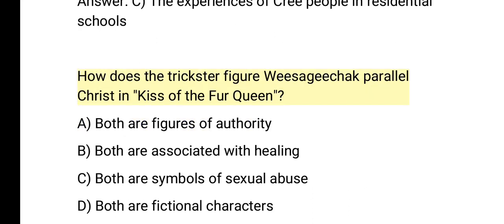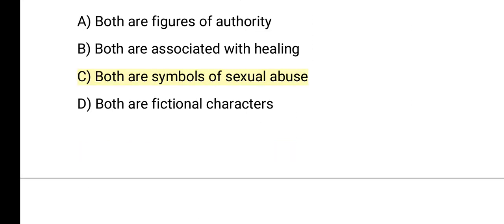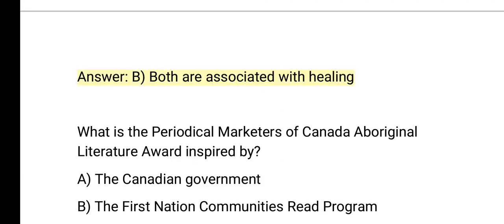How does the trickster figure Weesageechak parallel Christ in Kiss of the Fur Queen? A. Both are figures of authority. B. Both are associated with healing. C. Both are symbols of sexual abuse. D. Both are fictional characters. Answer. B. Both are associated with healing.